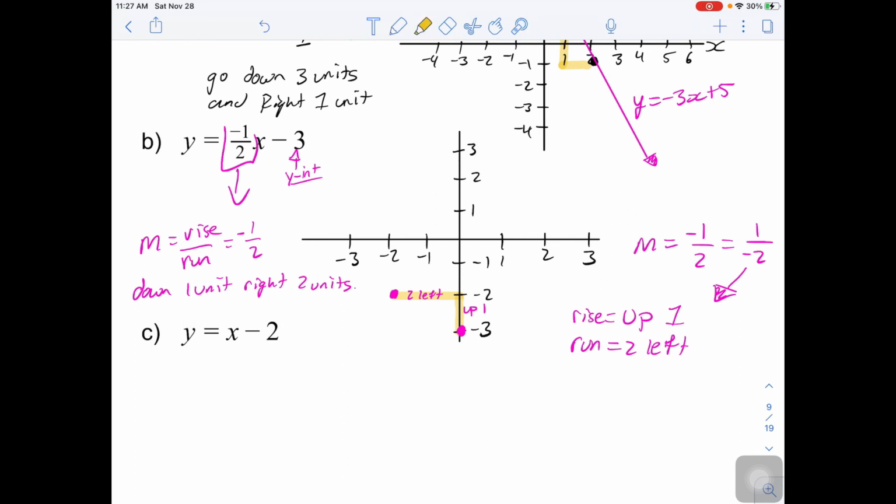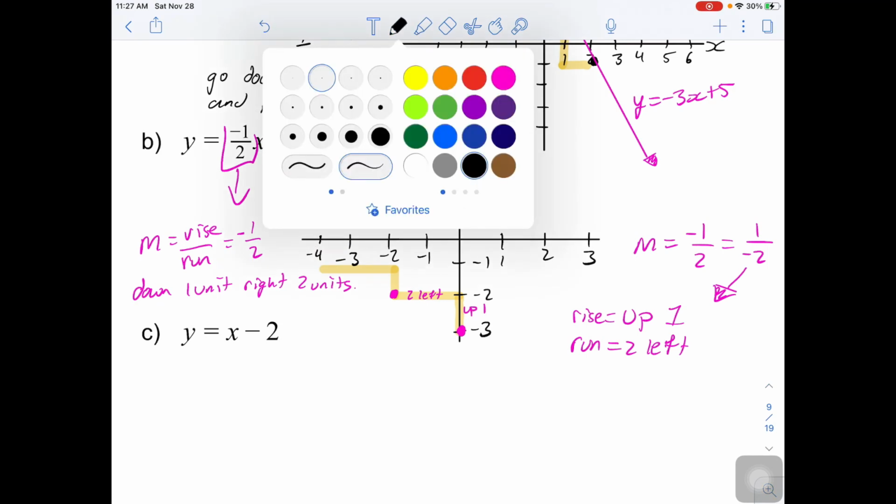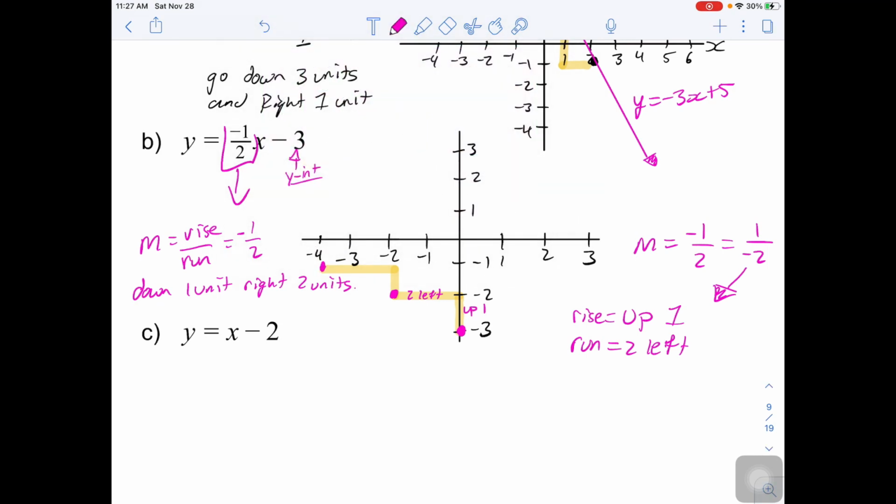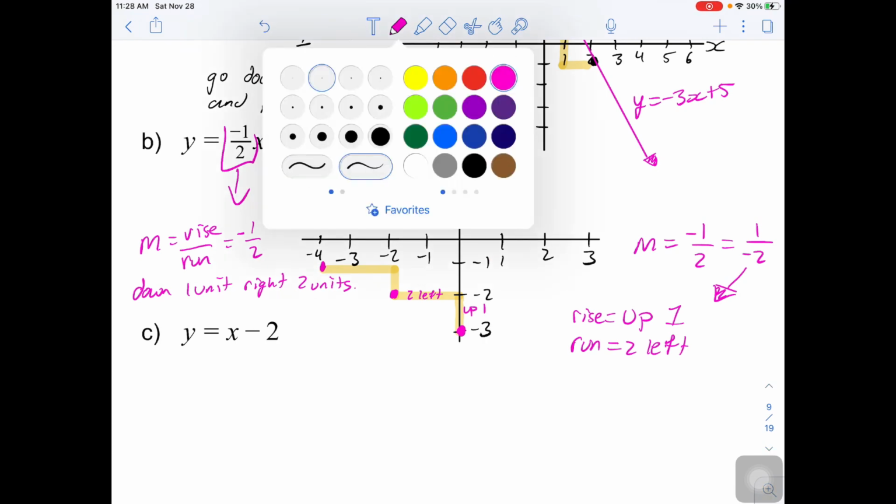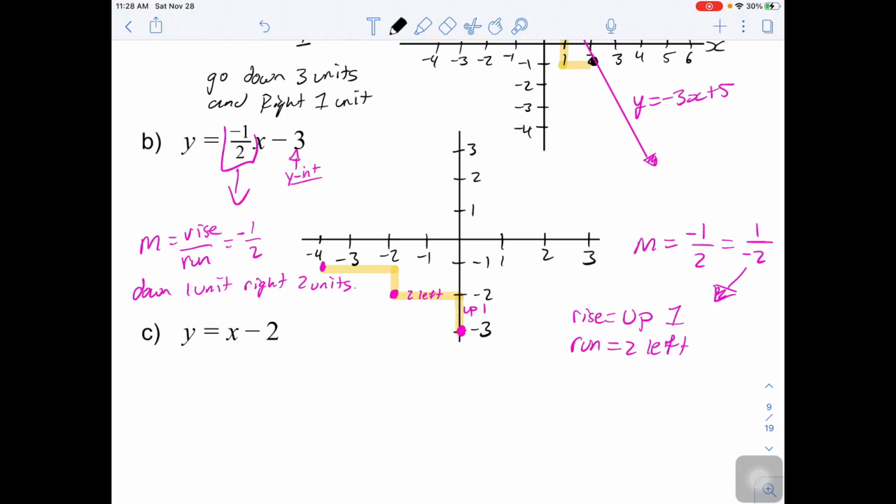So up 1. Oh, that was an up 1, sorry. Up 1, so right here. And then 2 to the left. So it looks like I'll have to extend this by just 1 here, because I'm going to go 2 left, 1, 2. And there is my point. And now from here, we can connect. And remember, you technically only needed 2 points, and this will go on and continue forever.